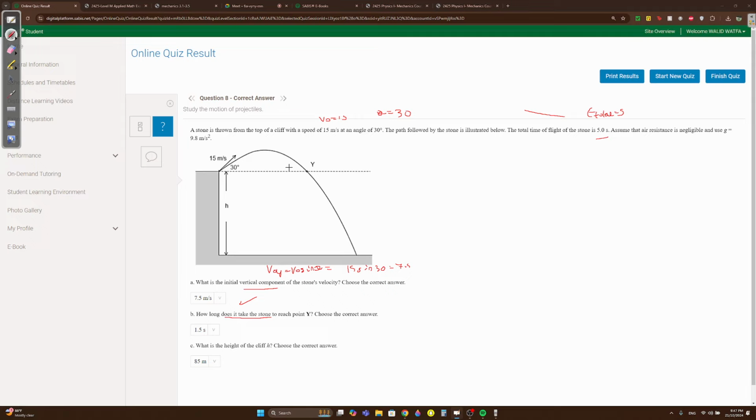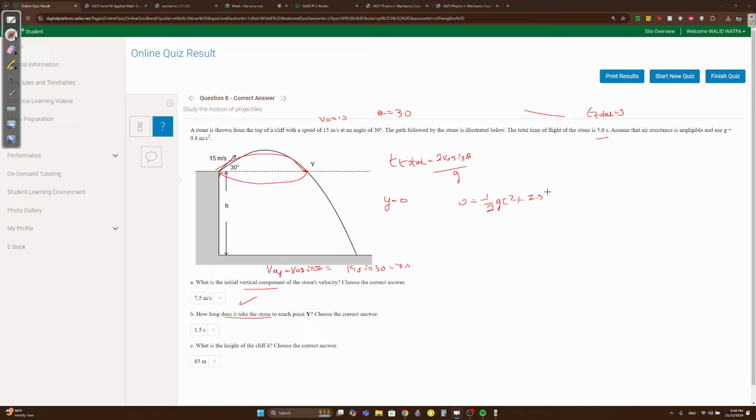How long does it take the stone to reach point Y? How I did it is I looked at it as one projectile motion. Since it reached the same height it started with, I took it as one total flight. I used the formula total time is equal to 2 v naught sine theta over g. Another way to solve is, since you're back at the same point, y equals 0. So 0 is equal to minus half g t squared plus v naught sine theta t, with v naught sine theta being 7.5.